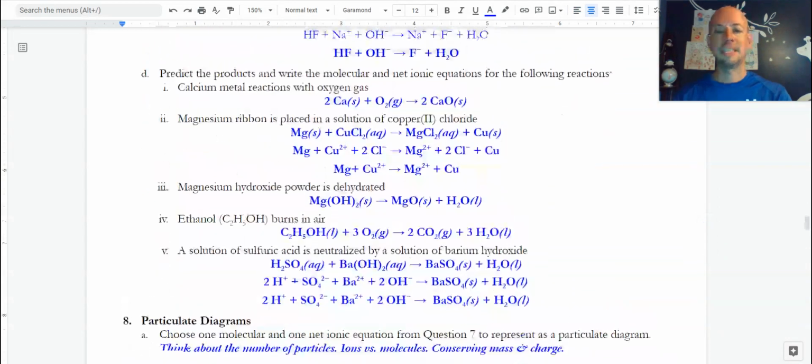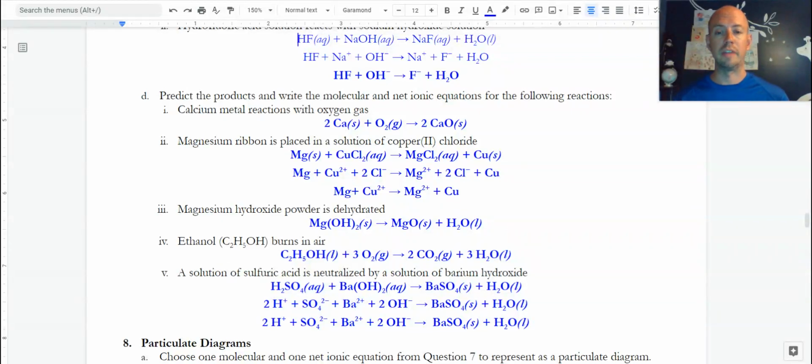On part D, the last part for now, and we'll do more reactions throughout, we're writing the molecular, the net ionic, and if we need it, the complete ionic as we go through. So calcium metal, that means Ca is a solid, reacts with oxygen as a gas. It tells us that. Well, the only thing that 2 separate atoms can do is to come together and to make a compound. They're going to bond together based upon their charges, and they're going to make calcium oxide. This is an example of a synthesis reaction.